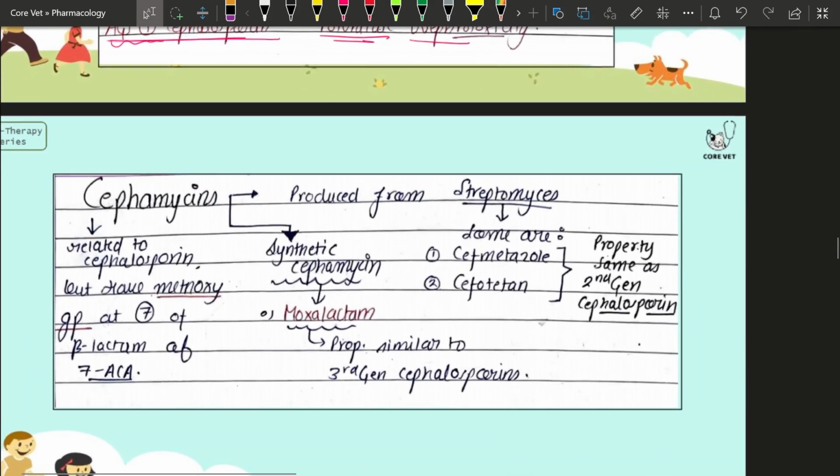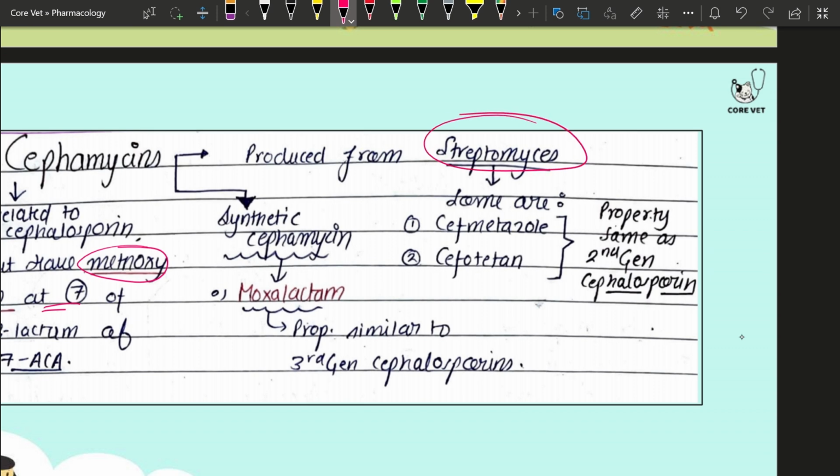Now coming on to the cephamycin. Cephamycin is chemically related to the cephalosporin. There isn't much difference, but as I had told you, the alteration in the spectrum could be made by making a change at the 7th position of the beta-lactam ring of the cephalosporin. In the cephamycin there is a methoxy group at the 7th position. Cephamycins have been obtained from Streptomyces, and examples of the naturally obtained ones are cefmetazole and cefoxitin, right?